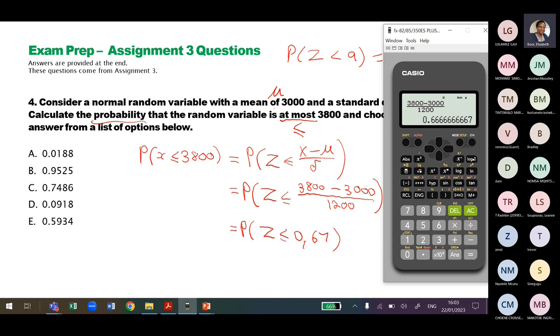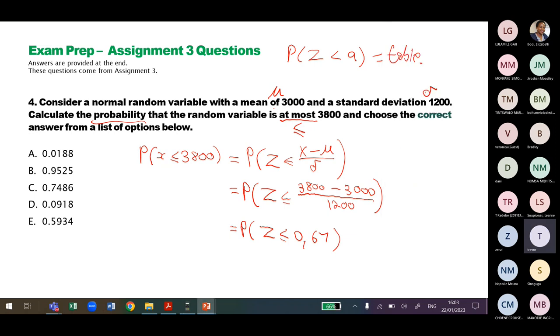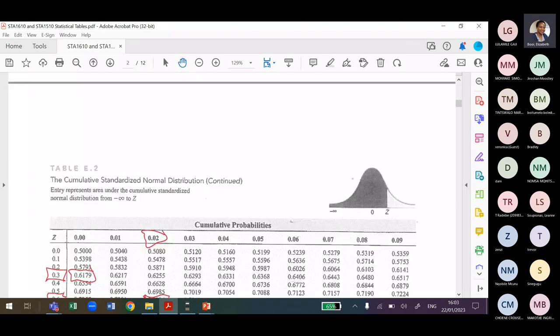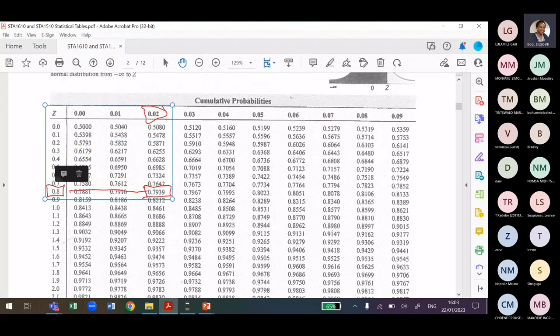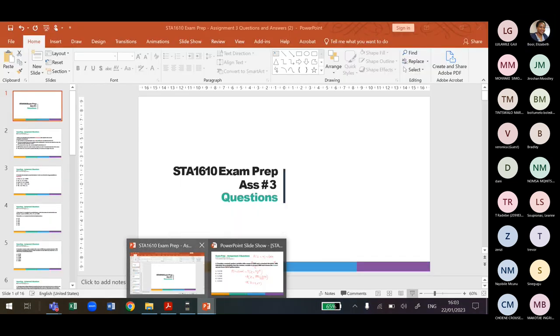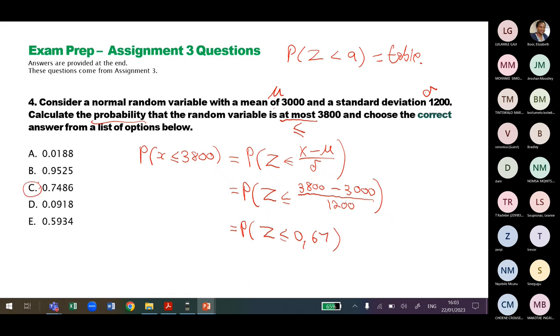What do we need to do now? We need to go to the table. Positive or negative? We go into the positive side. We're going to look for 0.6 and 7 at the top, and where they meet, that is the answer we are looking for. 0.7486. Choose option C.